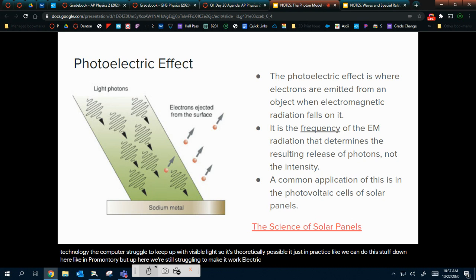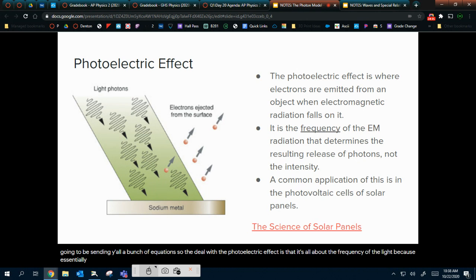Photoelectric effect. The photoelectric effect is one of those things that is probably super important for you guys, but it's a little hard to understand. Basically, when we talk about the photoelectric effect, I'm not going to be sending out a bunch of equations and stuff. The deal with the photoelectric effect is that it's all about the frequency of the light.